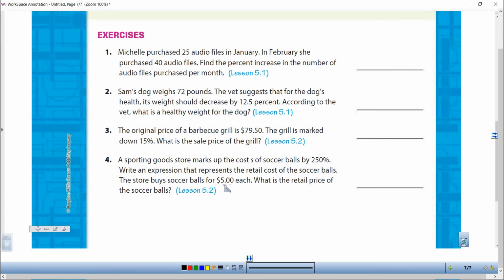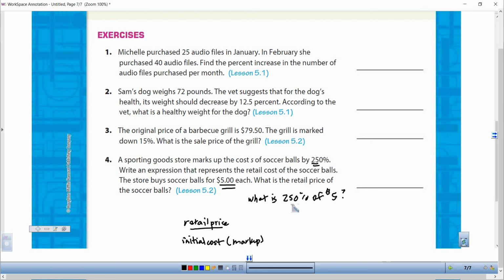All right, what is the retail price? Okay, so if they buy soccer balls for $5 each, and they are marking them up by 250%. What do we need to know? We need to know what is 250% of $5, right? What is 250% of $5? And that will give us the retail cost, all right? That will give us the retail price. Remember, the retail price is the initial cost times the markup.